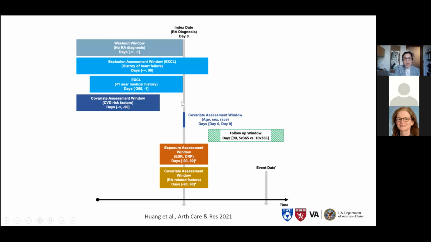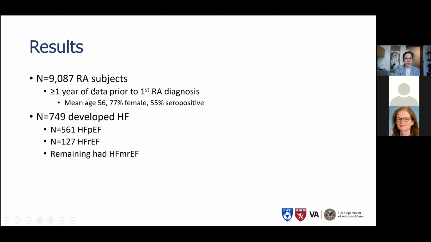Next, we designed the study as you would any epi study. You want to think about, what's your exposure window and covariate window. So we designed the study to say, okay, you have incident RA. We want to look at your covariate window for risk factors. We have a window for exposures, and then this follow-up window here until you get heart failure. And so we found overall 9,000 RA subjects with 1 year of data prior to their first RA diagnosis, because we wanted to know that they didn't have incident heart failure.